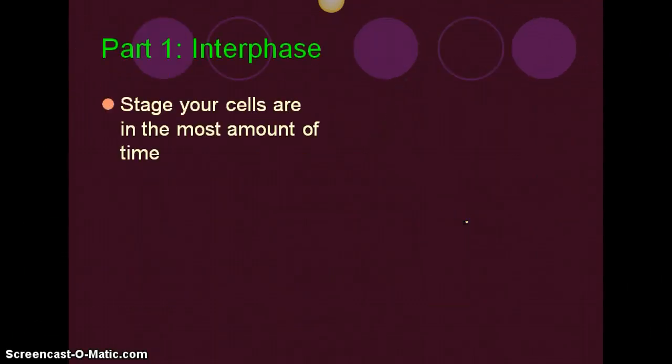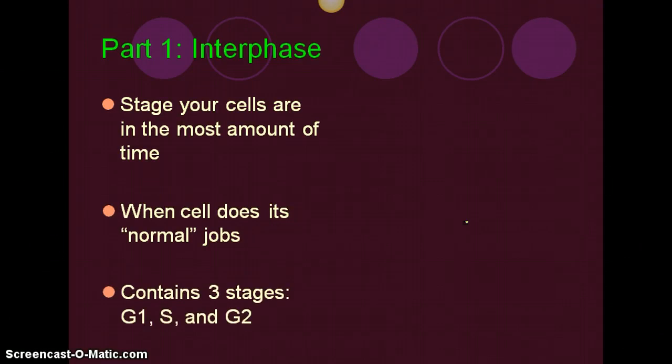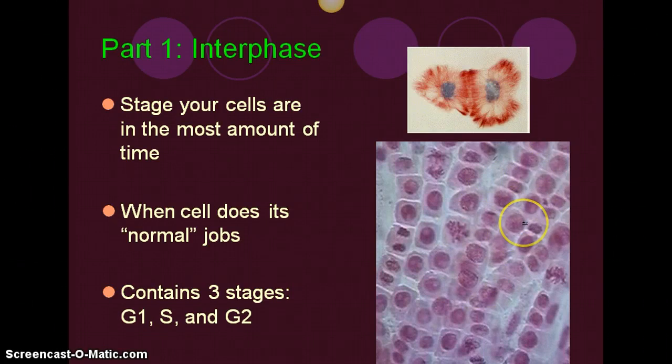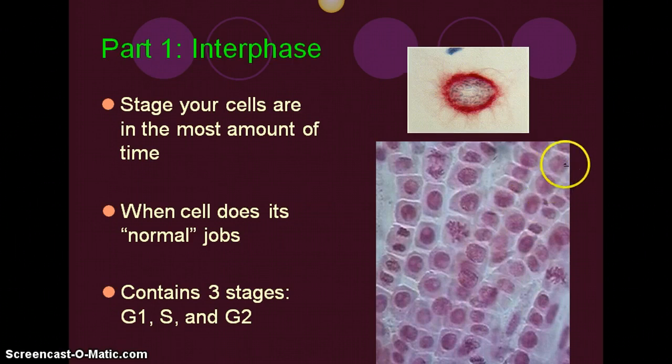So we'll start with interphase, and this is the stage that your cells are in most of the time, especially now because you've hit probably an age where you're not growing as much. So your cells are mainly in interphase. This is where they spend the majority of their life, and this is the normal job or function of the cell. There are 3 stages, G1, S, and G2, which we'll go through in just a minute. Most of the cells in this picture of the onion are in interphase, where you can't really see chromosomes. You can see the cell, but you're not seeing anything that's happening inside the cell.